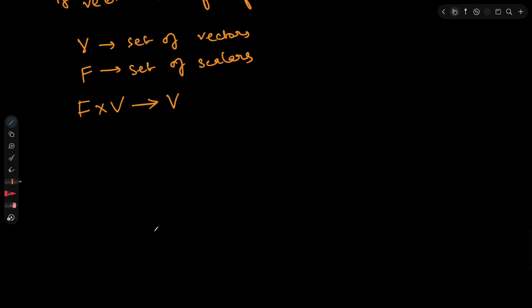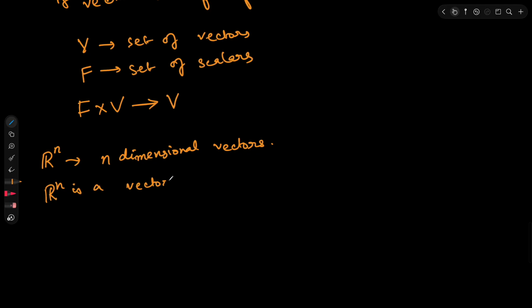So that is one part, and then we can move on to the next example. We can always say Rn, suppose. Now Rn is the set of n-dimensional vectors, and we have to understand what we mean by n dimension. So Rn is a vector space over R.